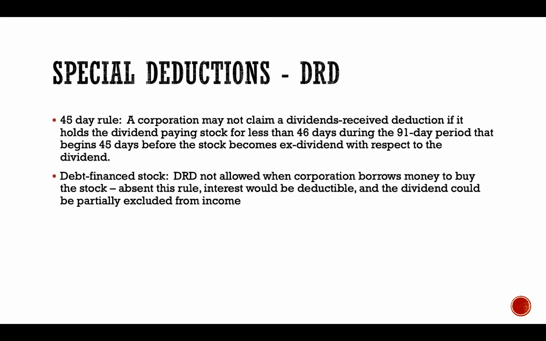We'd get a lot of tax benefits from doing that, and that's why the 45-day rule exists. We also have a limitation on the dividends received deduction if we finance stock with debt. The DRD is not allowed when a corporation borrows money to buy stock. Absent this rule, interest would be deductible and the dividend could be partially excluded from income, so Congress feels like that's a double benefit.